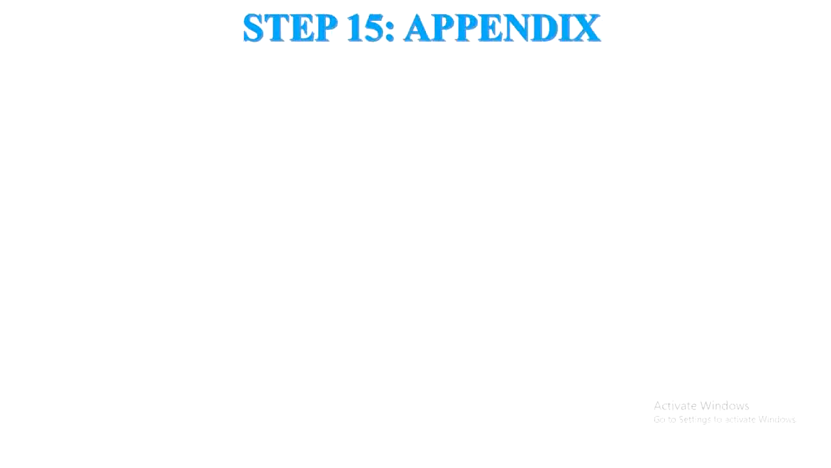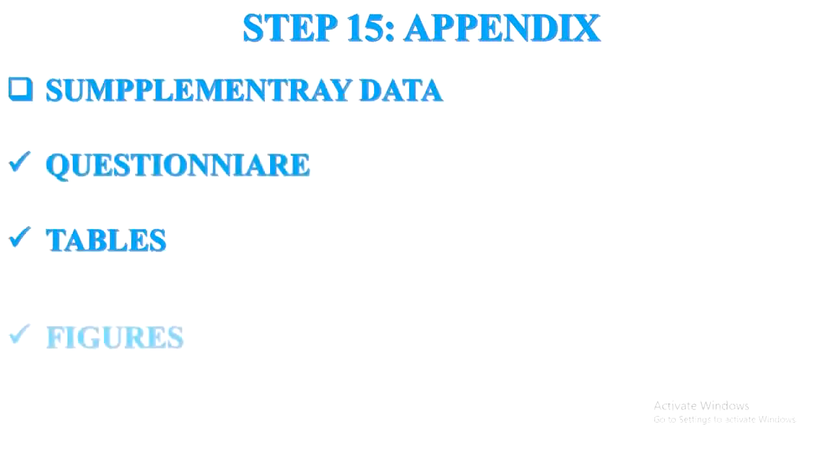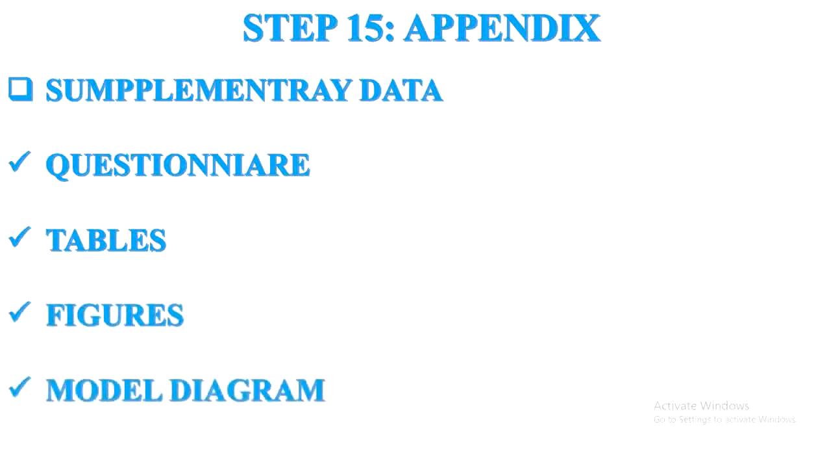Then comes the 15th step, appendix. Appendix is the last part, which comes at the end of your research paper. So in the appendix you mention your supplementary data such as questionnaire, tables, figures, and model diagram.